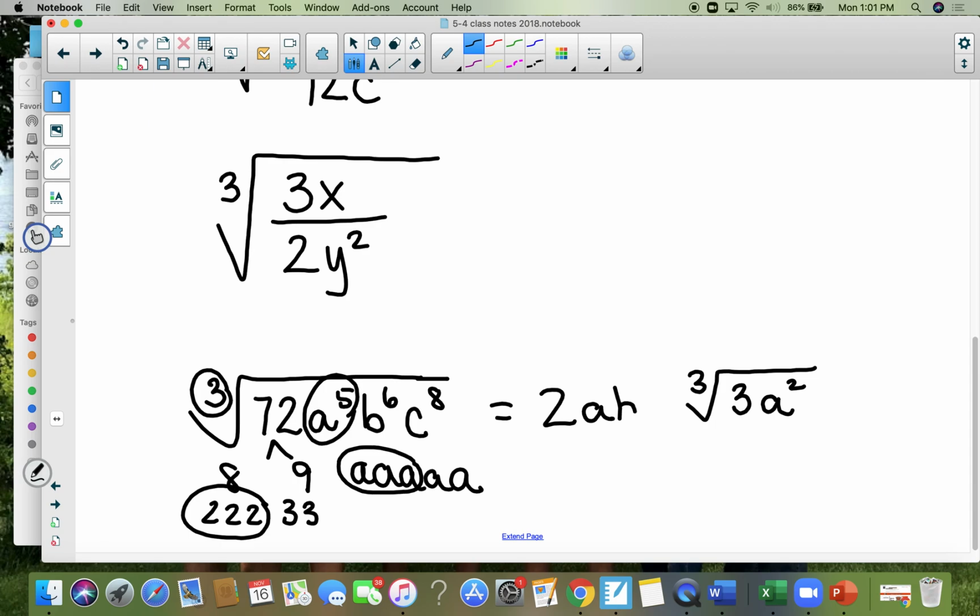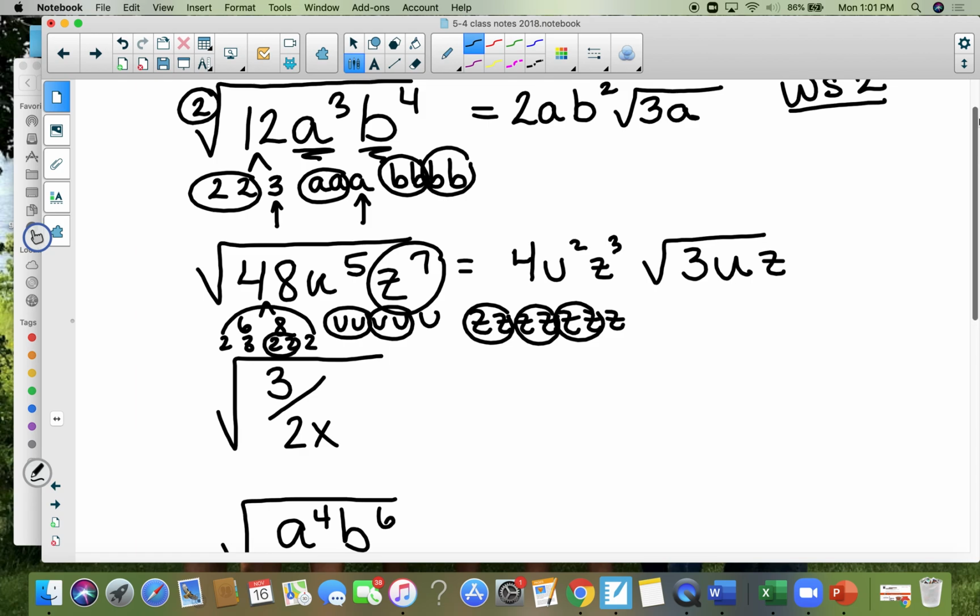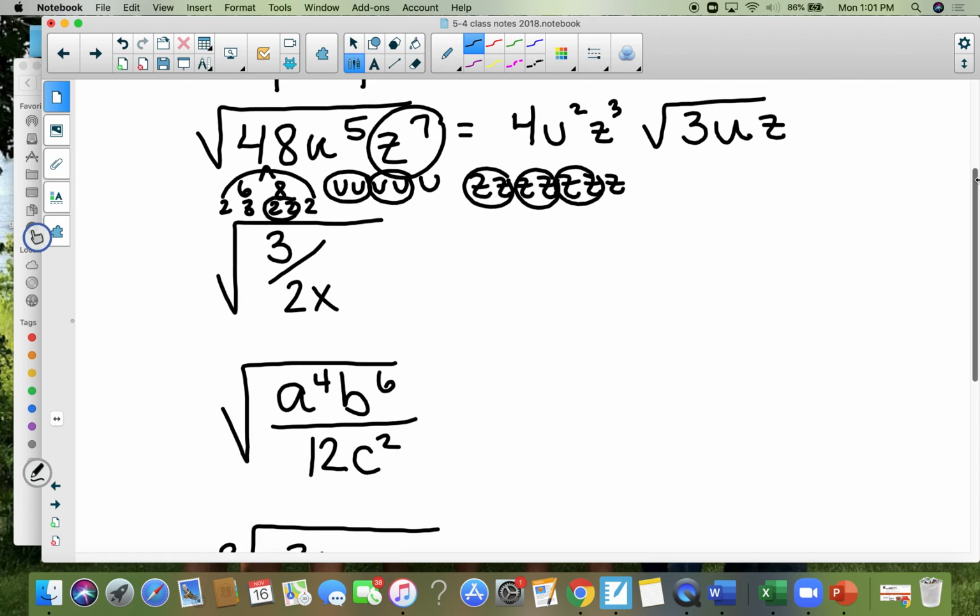There's going to be 2 groups of B's. There's no B's left on the inside. And then the C's, I might as well show you for the C's that there are some lingering. 1, 2, 3, 4, 5, 6, 7, 8. I'm going to circle groups of 3, groups of 3. So I'm going to take out C to the 2nd, and I'm going to leave 2 of them on the inside. Final answer. So I thought I'd show you a cube root one, because I showed you some square root ones up here. Okay, now let's do a fraction.